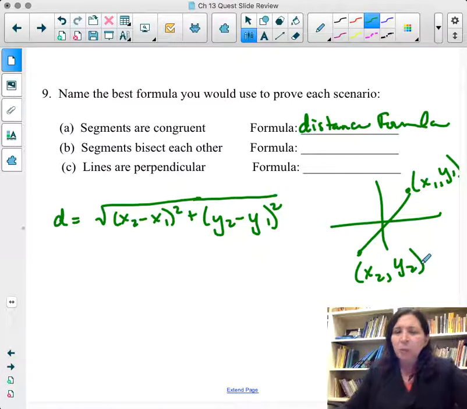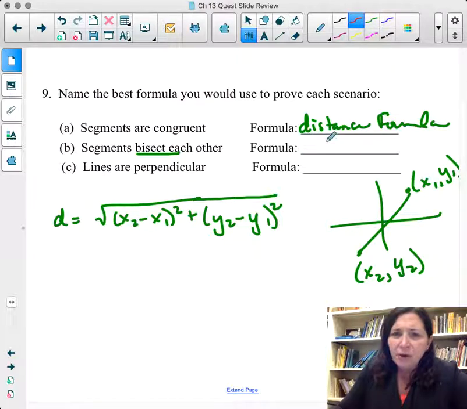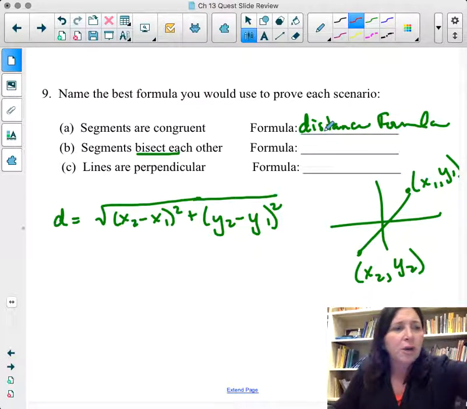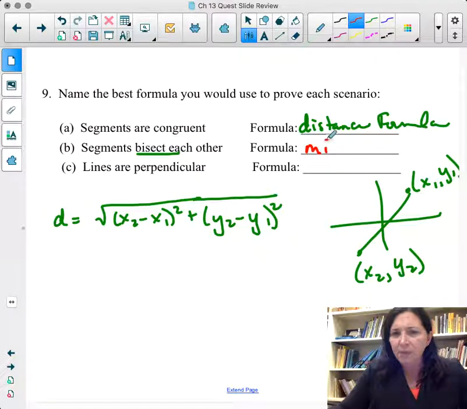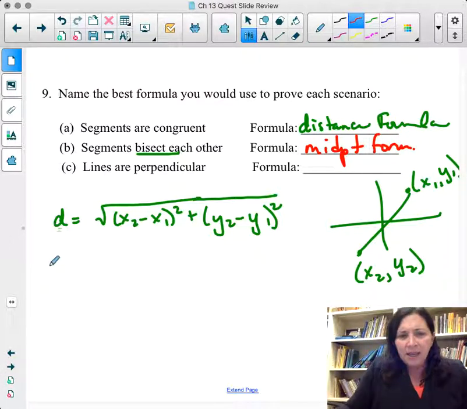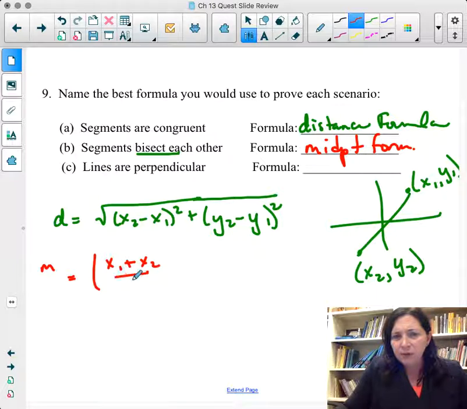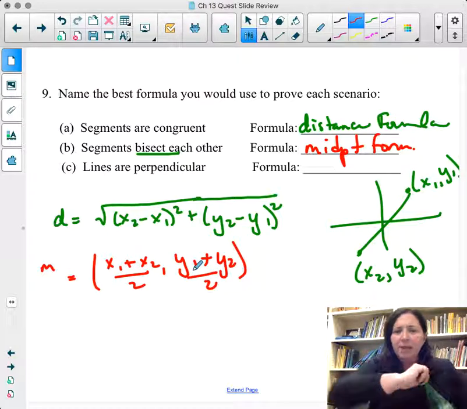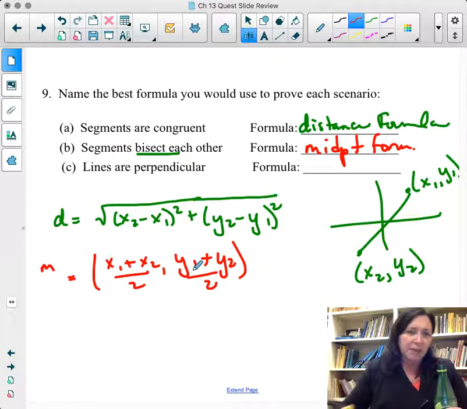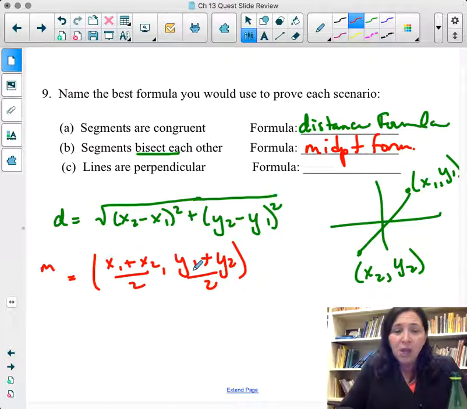So it's just any 2 points. To show that segments bisect each other, you're going to be looking for a midpoint. You're going to use the midpoint formula. If you recall, to find the midpoint, you're going to add your variables up: x1 plus x2 divided by 2, and y1 plus y2 divided by 2. That's going to give you your midpoint.